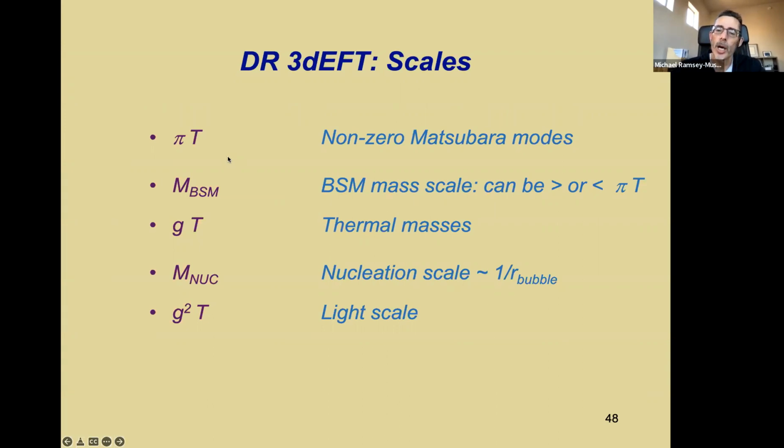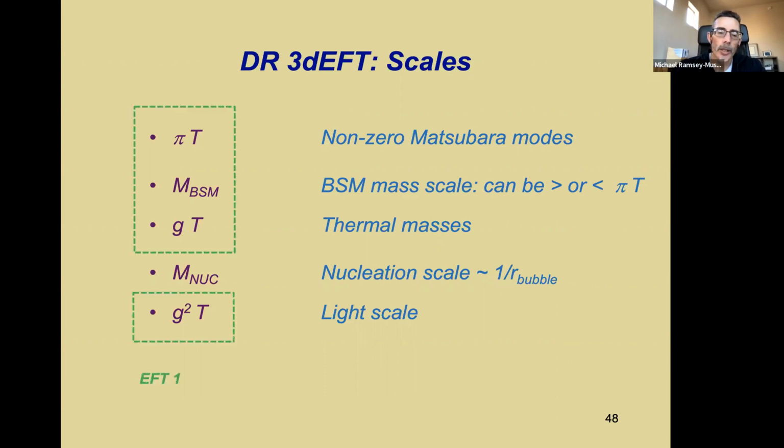There's the scale associated with the non-zero Matsubara modes that go like integer times pi times temperature. There is the scale of the new physics, which can be larger than or smaller than or about the same size as the Matsubara mode scale, which we sometimes call the super heavy scale. There's the scale of the thermal masses in the problem, which would go like the coupling times temperature. For nucleation, there's the inverse size of the bubble. And then what is left, particularly near a phase transition, is a light thermal mass scale that goes like g squared T. So for EFT1, the green box shows which scales we take into account. And then for EFT2, we have to add the nucleation scale in our EFT construction.